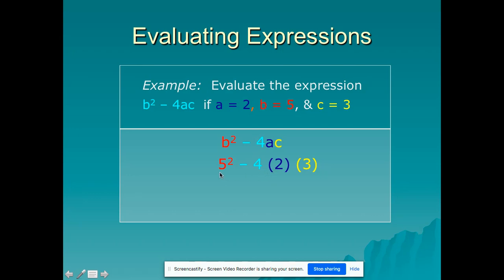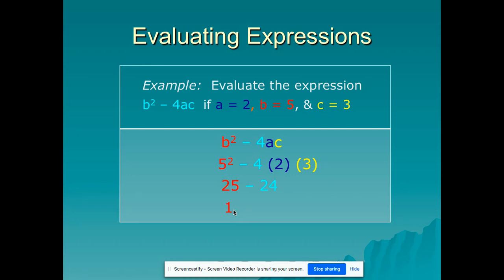And now we're going to simplify this. 5 squared would be 5 times 5, which is 25. 4 times 2 is 8, times 3 is 24. And we always want to do our order of operations, so exponents first: 5 squared gets us 25. Then 4 times 2 times 3 gives us 24. And our last step in order of operations is subtracting, right? GEMDAS or PEMDAS, depending on how you've learned it. So 25 minus 24 is 1. And that is what evaluating expressions is all about.